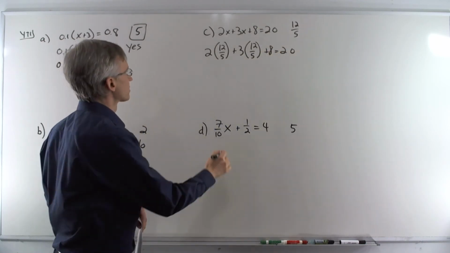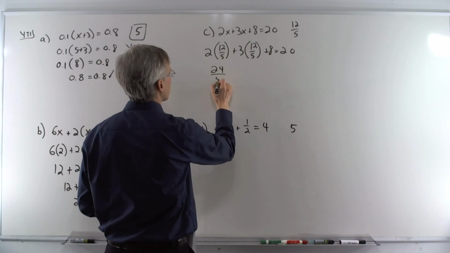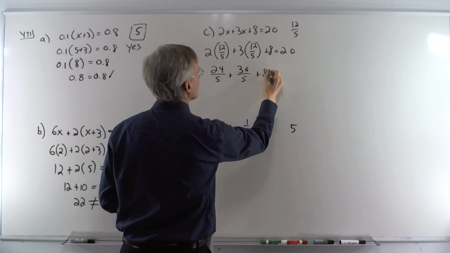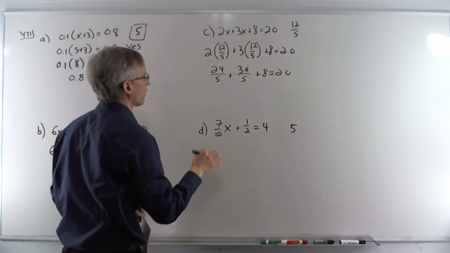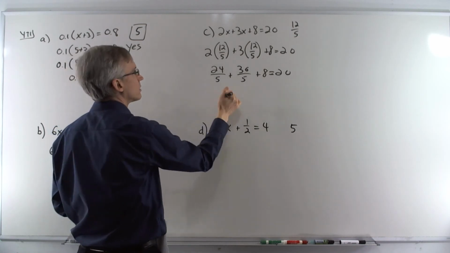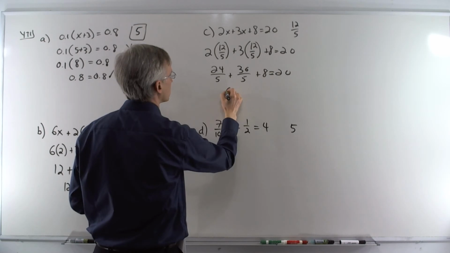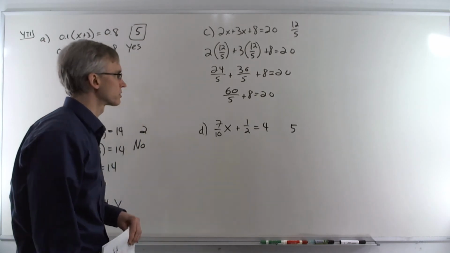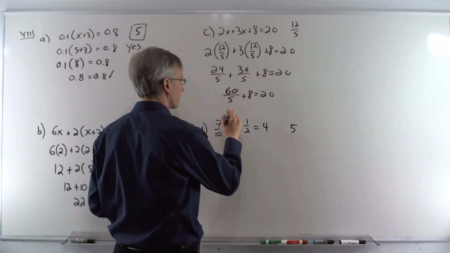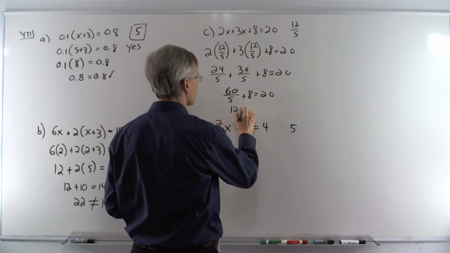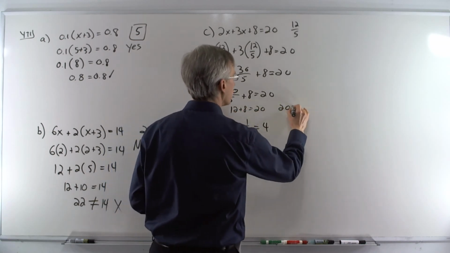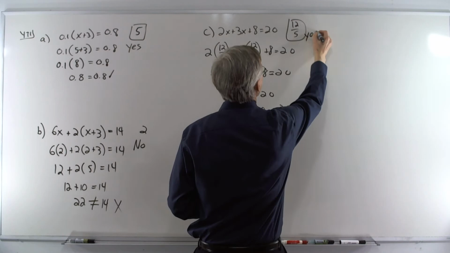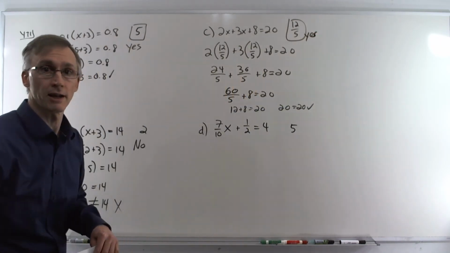So 2 times 12/5, that's going to give us 24/5. 3 times 12/5 is 36/5. Now we can add these together. We already have a common denominator. So that's 60/5 plus 8 equals 20. 60/5 is 12, or 60 divided by 5 is 12. So 12 plus 8 equals 20. And 20 equals 20. So that one works. 12/5 is a solution to that equation.